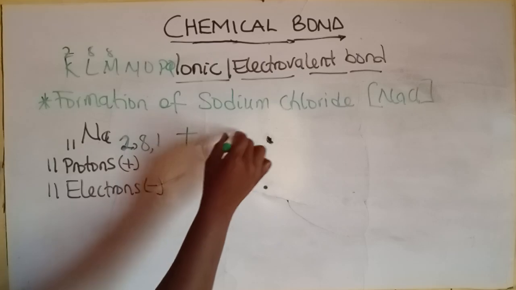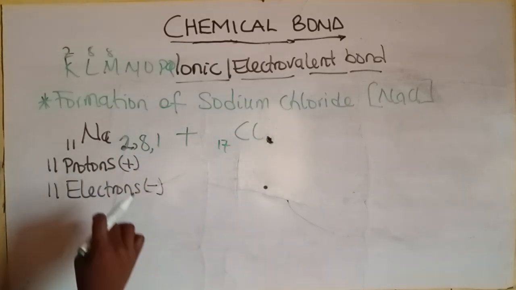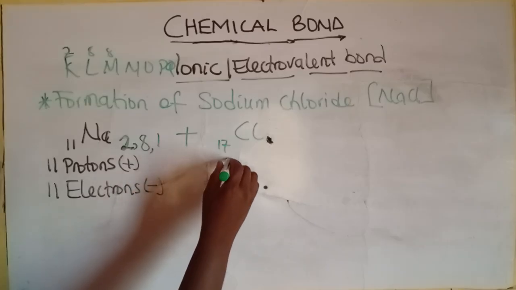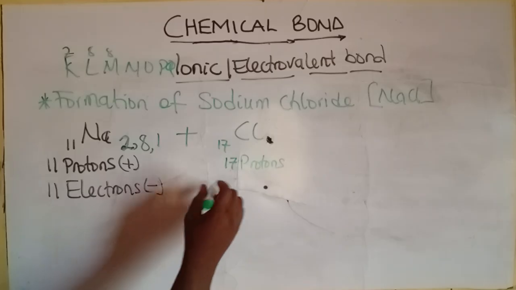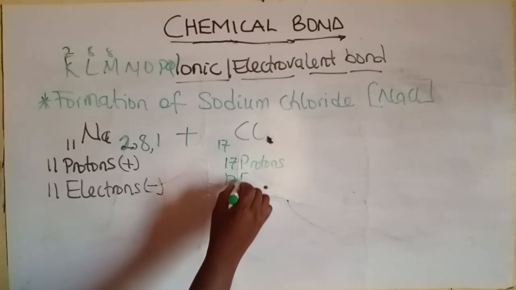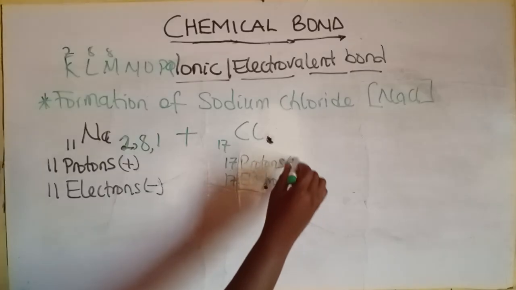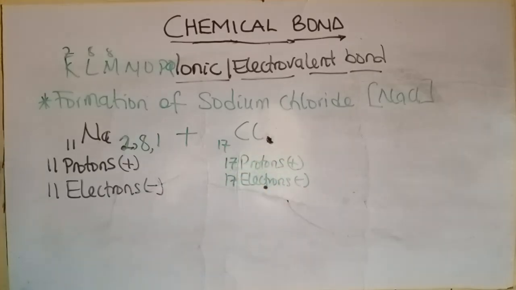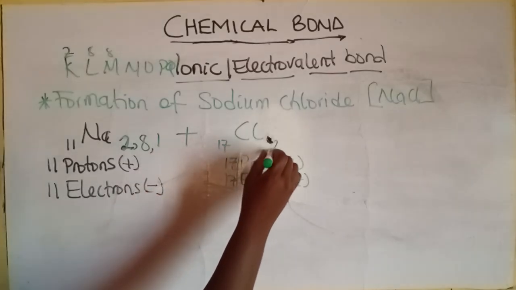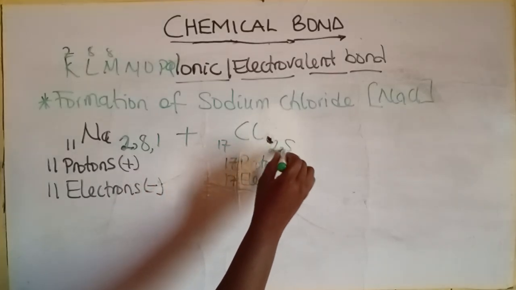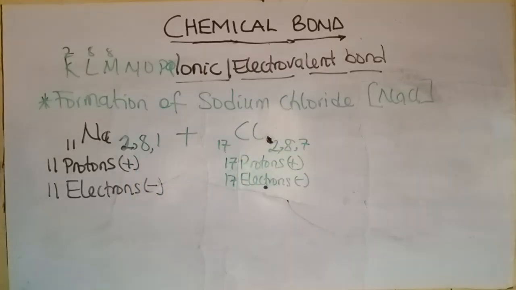Reacting with chlorine, that's atomic number 17, which has 17 protons and 17 electrons, positive and negatively charged. Its electronic configuration will be 2, 8, that is 10, 17 minus 10, the last shell will have 7.